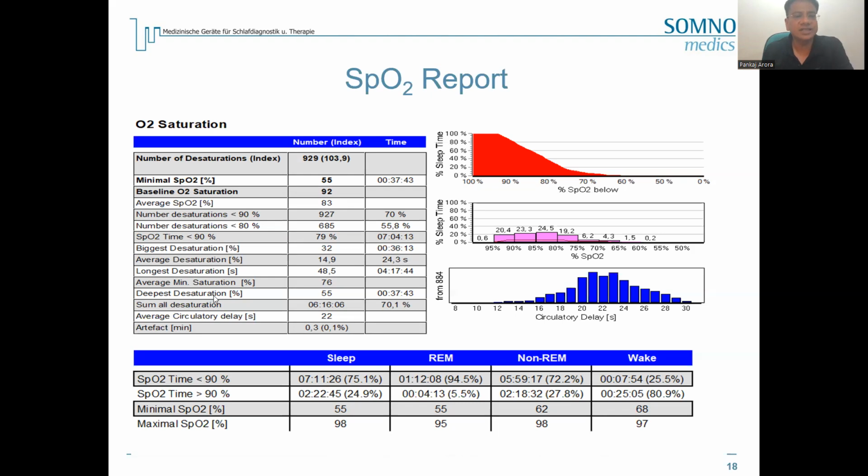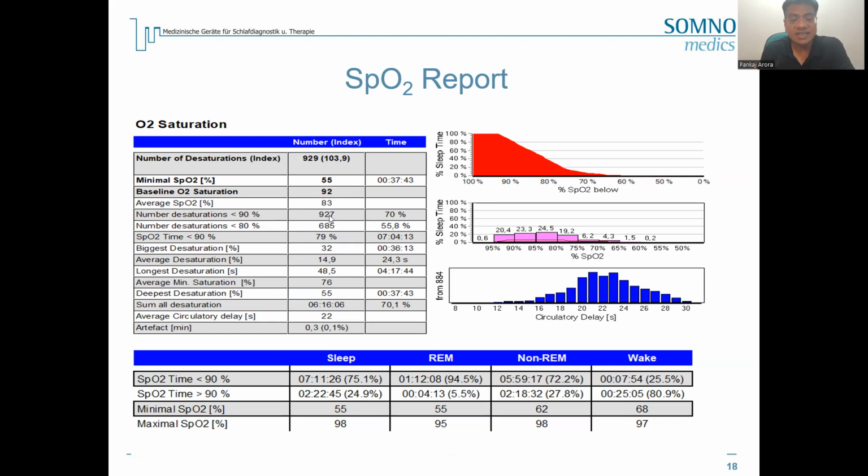So in this particular case, if you see, his number of desaturations happened 929 times. That means it has an index of 103. It is severe ODI, that is severe oxygen desaturation index. His minimal SpO2 was 55 at 1237. However, his baseline SpO2 was 92. So his average SpO2 was 83%.